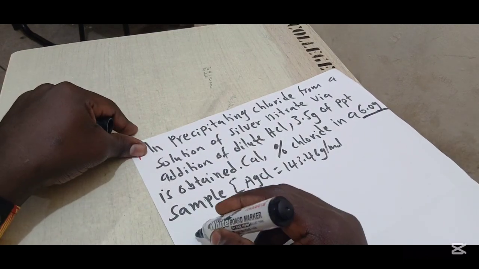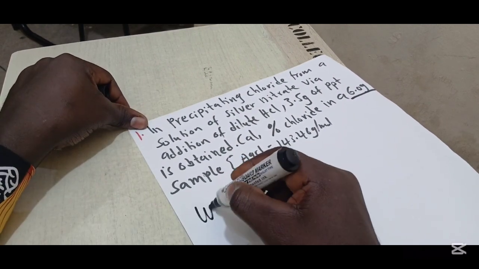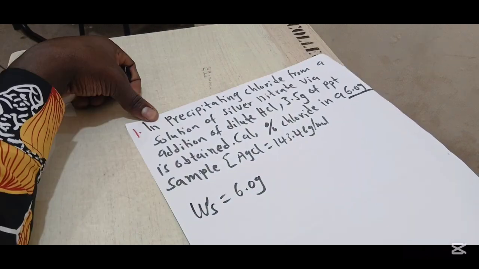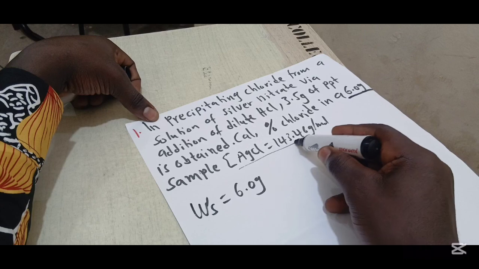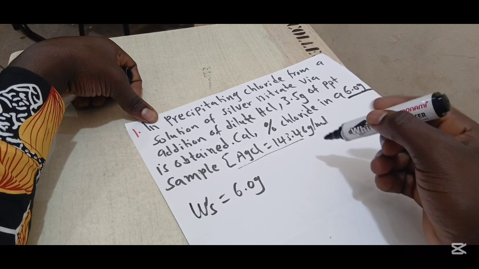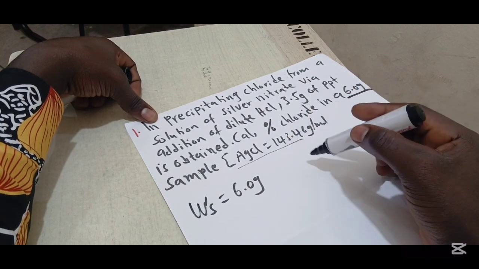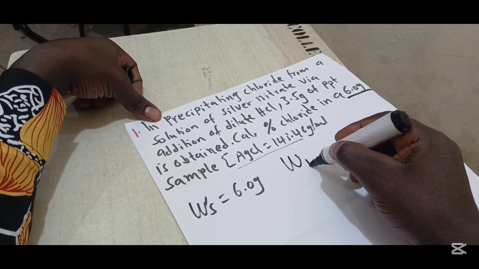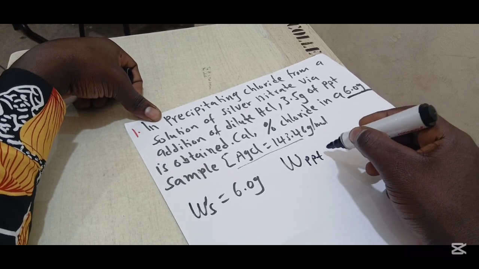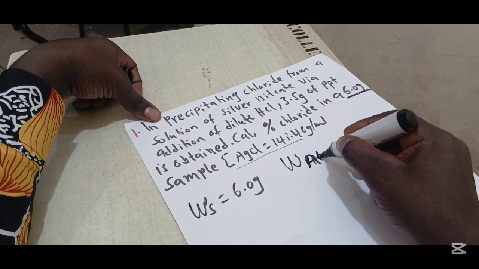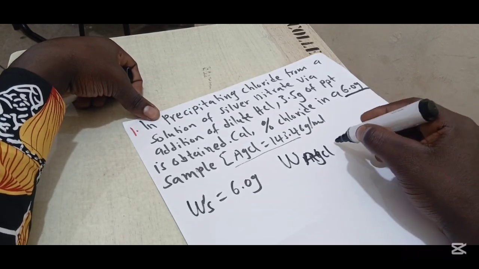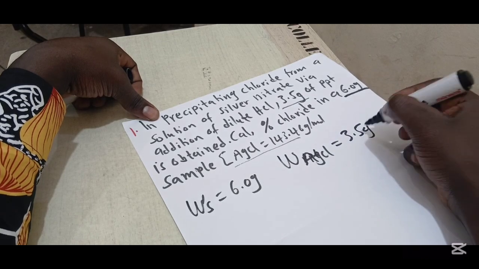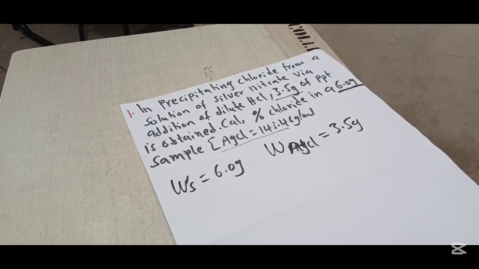We know the weight of our sample, WS, to be 6.0 grams. And the molar mass for AgCl is given to us here. So now that we know that our precipitate is AgCl, what is the mass of our precipitate? The mass of our precipitate, which is silver chloride, let me represent it by AgCl, is 3.5 grams. Now, what do we need?